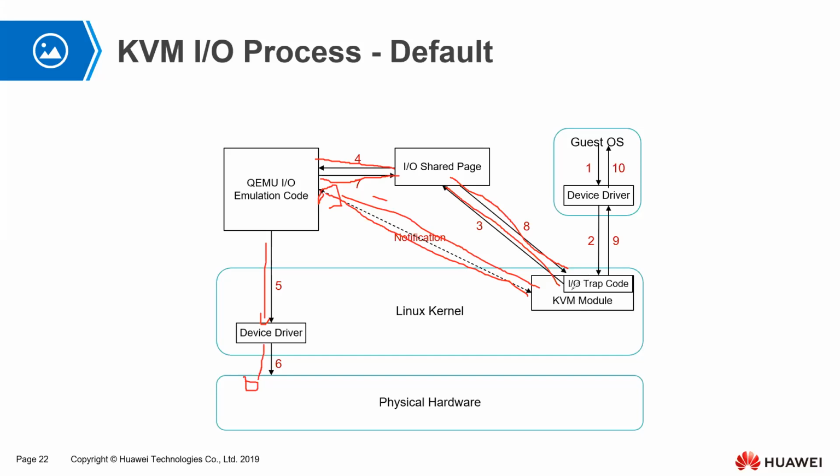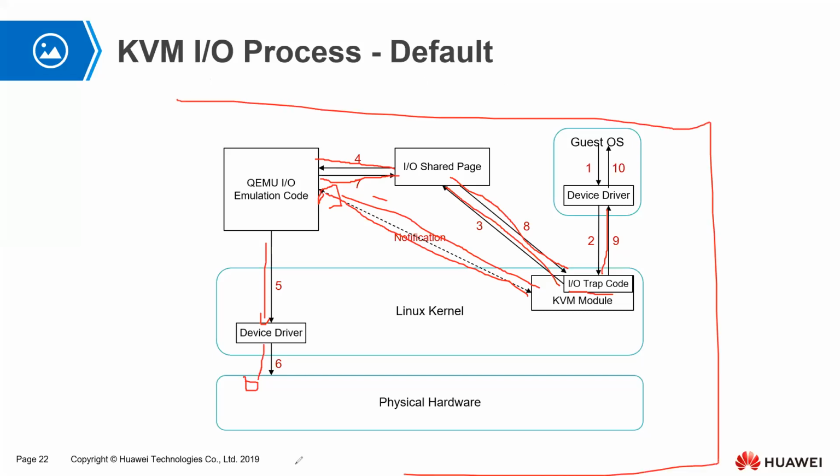Then the input and output trap code returns the result from the shared page to the device driver, and the operation is then returned to the guest operating system. So there are about 8 steps during the default process without introducing VirtIO.